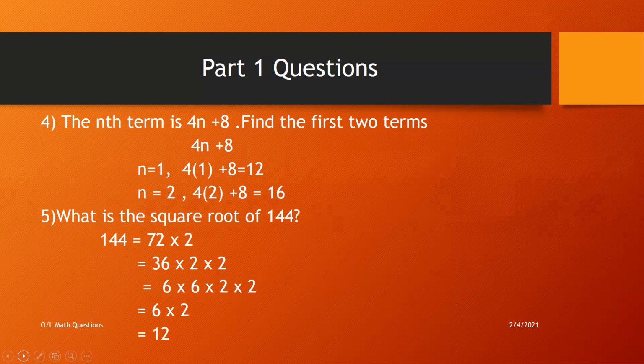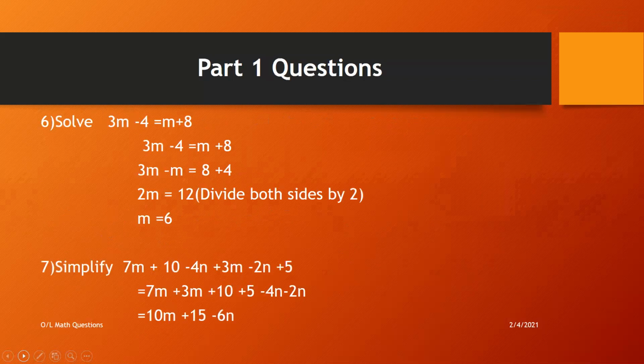Now here I have two sixes and two twos. So I'll take 1 6 and 1 2. Then 6 times 2, it's 12. So what is the square root of 144? It's 12. So we know 12 times 12, you'll get 144.